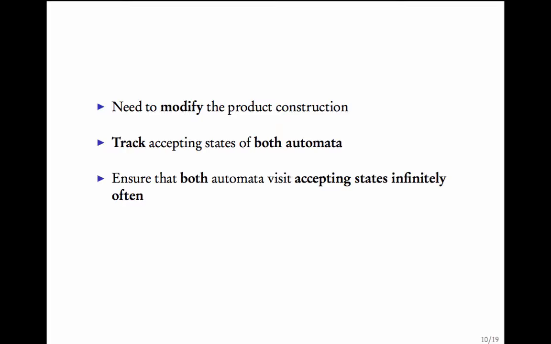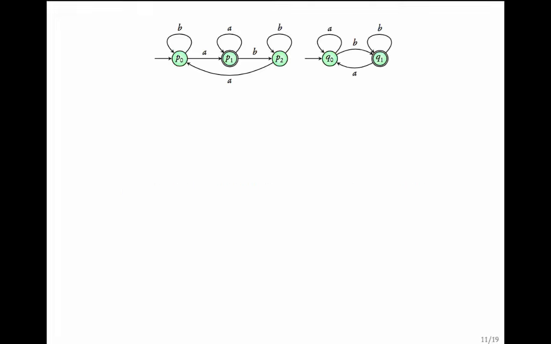This is what I have explained here. We need to modify the product construction to track the accepting states of both the automata, and somehow we need to ensure that both the automata visit accepting states infinitely often. Let us slowly take a look at this construction. We have automaton 1, automaton 2. What would the states be in the product?